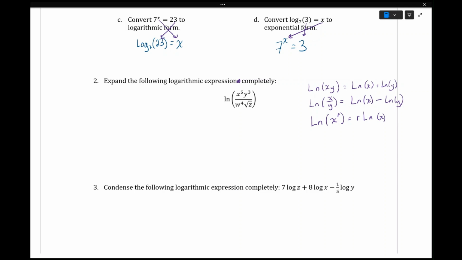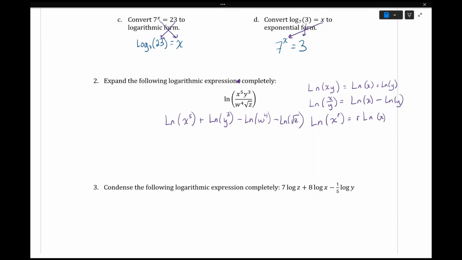Now, let's apply these all together. So I notice I have an x to the fifth times y to the third over a w to the fourth square root of z. So that means all my multiplications can become addition. And then everything that's divided, everything that's on the bottom, becomes subtraction.